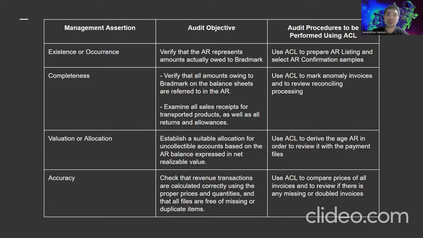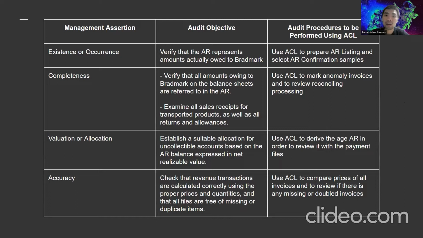For the third management assertion, which is the valuation or allocation, the audit objective is to establish a suitable allocation for uncollectible accounts based on the accounts receivable balance expressed in the net realizable value. For the audit procedure itself, using ACL to derive the accounts receivable in order to review it with the payment files. And last but not least, the accuracy.